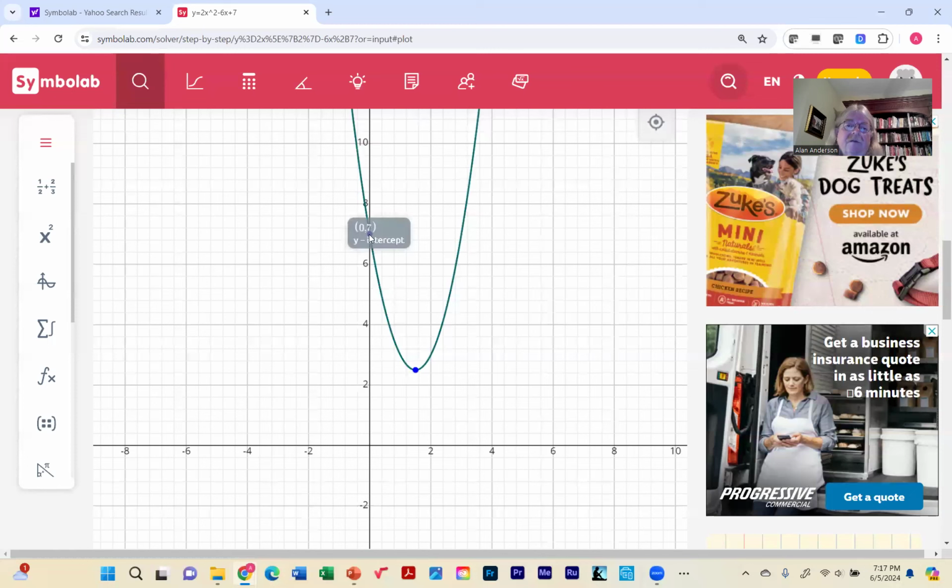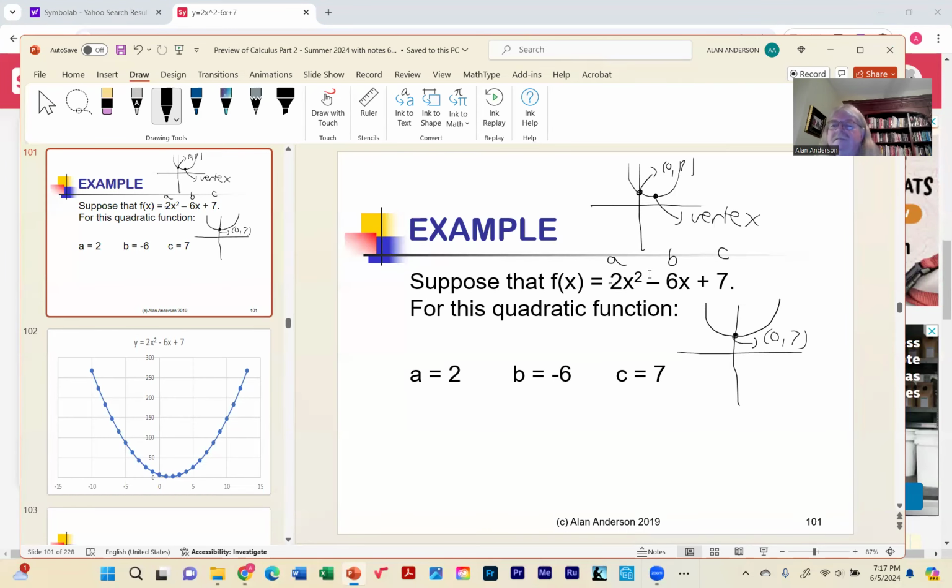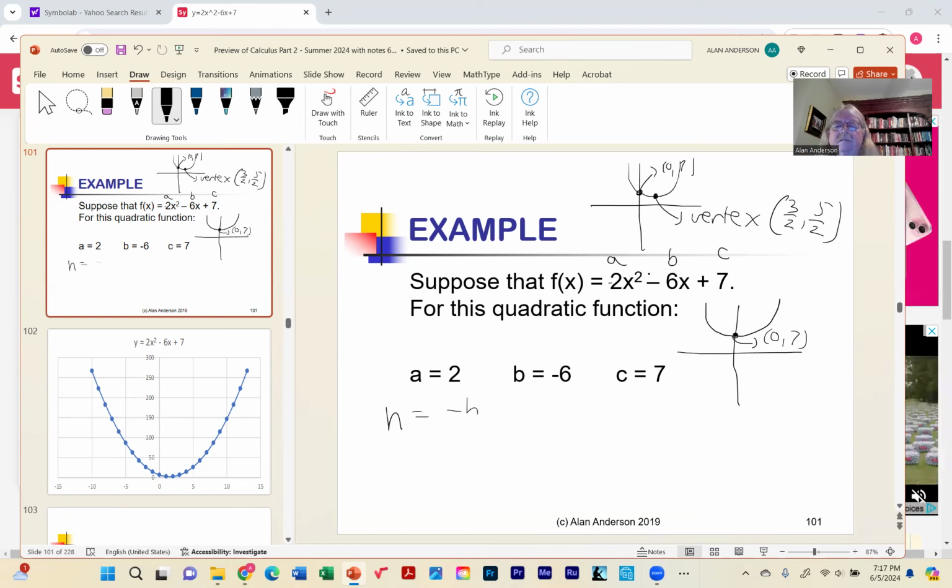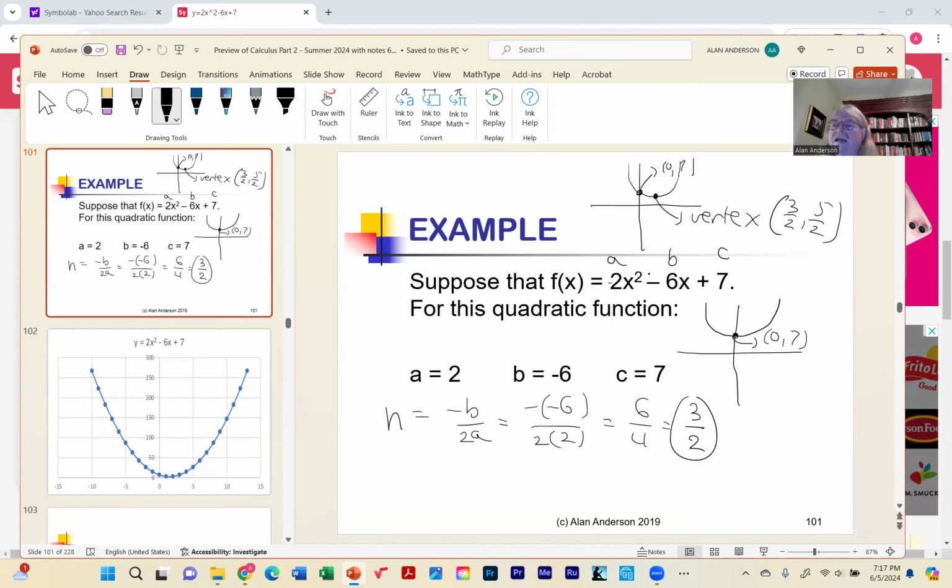Now, of course, it's very helpfully showing it to us. We don't even have to figure it out ourselves. The vertex is 3 halves, comma 5 halves. Now let's see why. Well, luckily for us, there's a formula we can use for this. Well, that takes care of that.